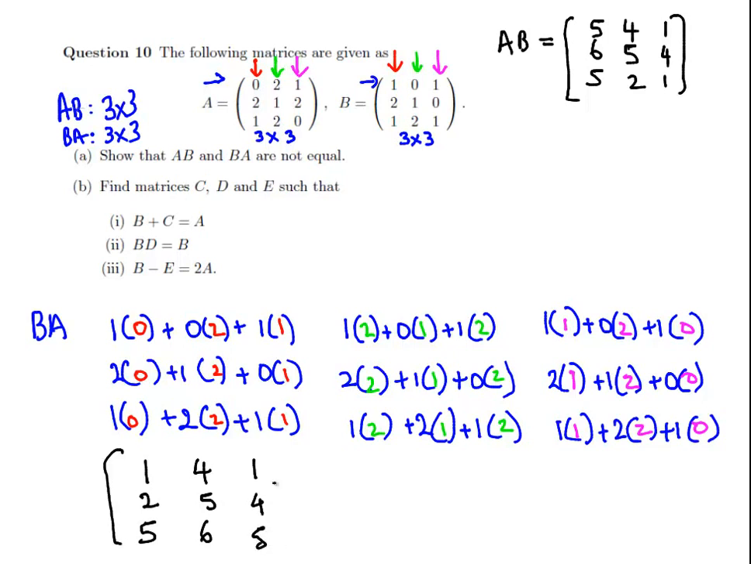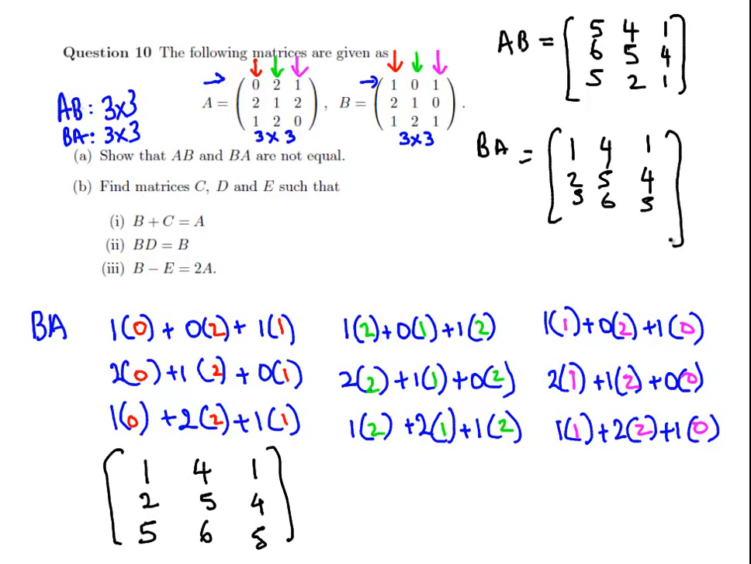So if we look at BA and AB, let's write them both side by side. 1, 2, and 5, 4, 5, and 6, and 1, 4, and 5. We see pretty clearly that they are not equal to each other. They contain a lot of the same values, but they're not equal to each other. So A times B is not equal to B times A. Okay, so that's the first one done. It's a good bit of work there. So that's the first part done.